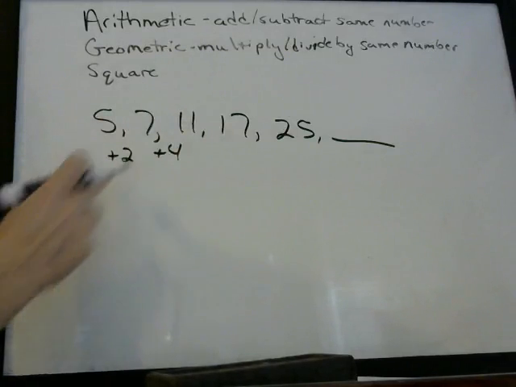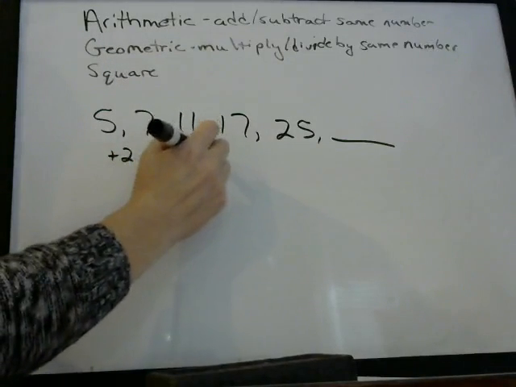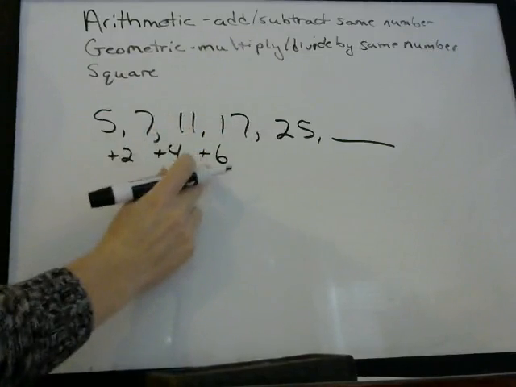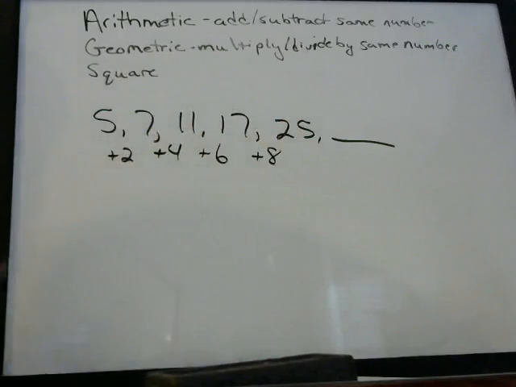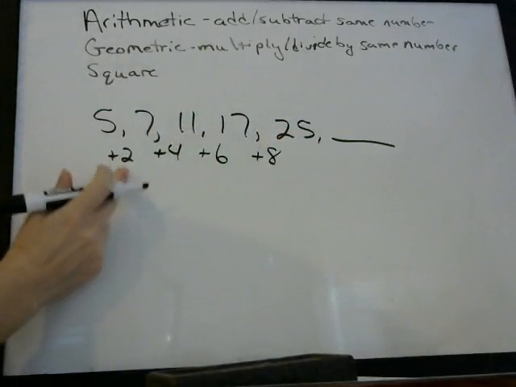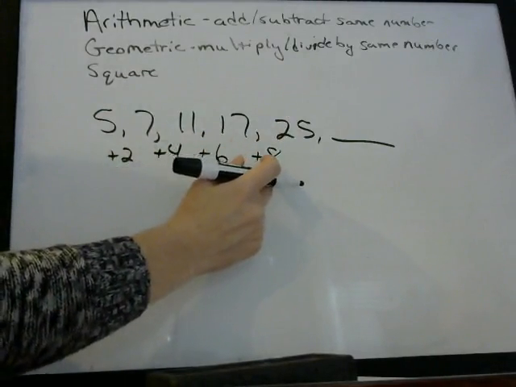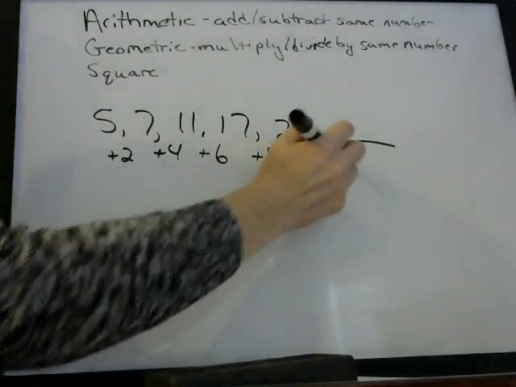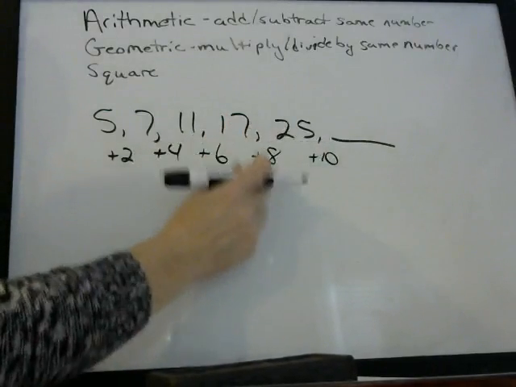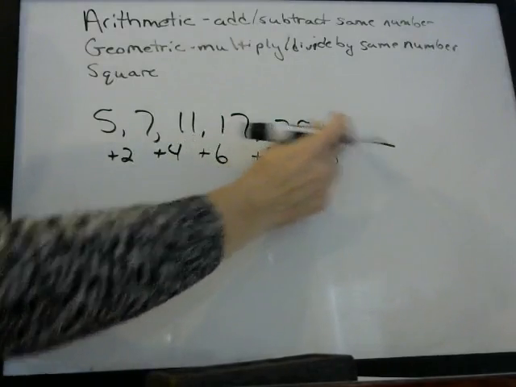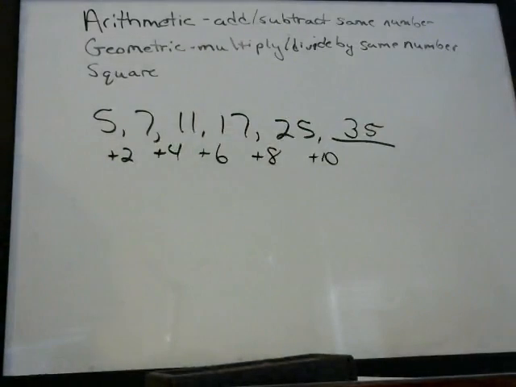So let's continue with this. We know it's not arithmetic, but let's look at what they're doing. To go from 11 to 17, we added 6. To go from 17 to 25, we added 8. So it's not arithmetic, but look, there's a pattern. Plus 2, 4, 6, 8. So what's the logical next number? Add 10. We got from 17 to 25 by adding 8, so to go from 25 to the next number, we're going to add 10. And the answer would be 35.